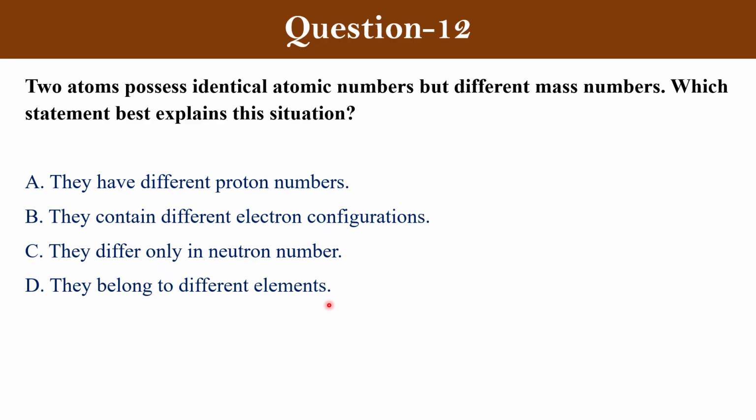The correct answer is option B, they contain different electron configurations. As discussed in previous question, question number 11, isotopes are atoms having the same proton number but different neutron number.